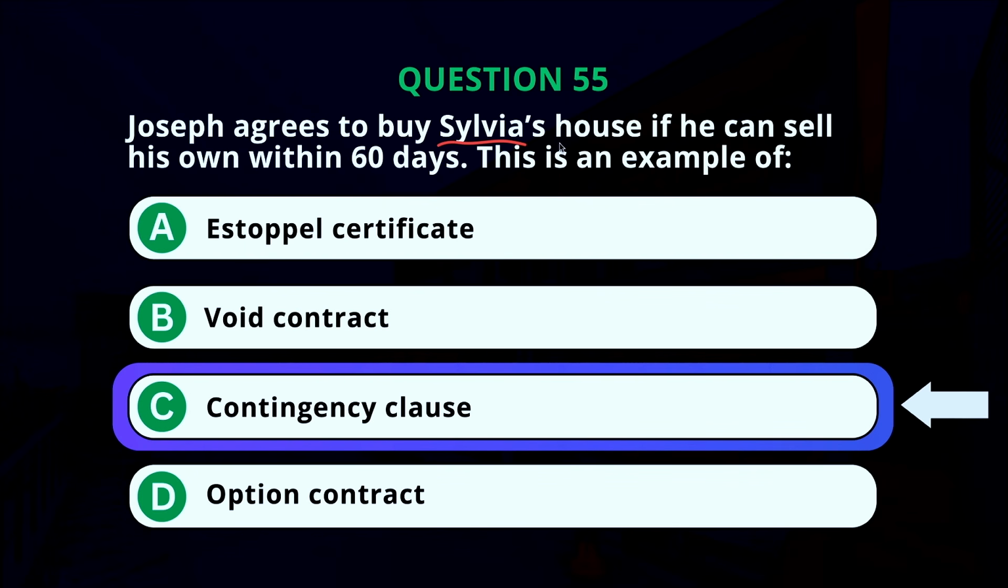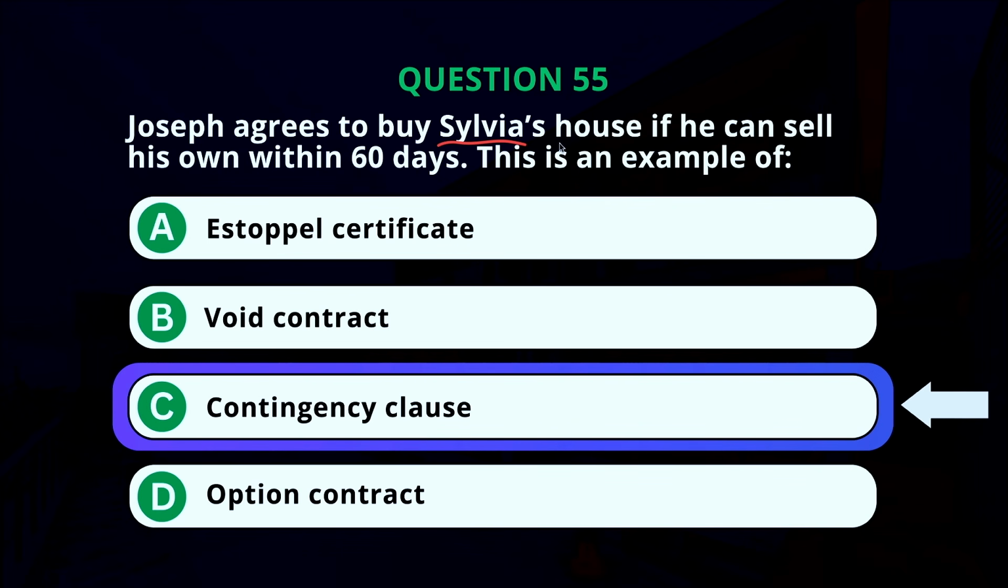Sylvia. However, I need some time to be able to sell my house. I can't buy your house if I can't sell my house. So my purchasing your home is contingent upon me selling my house. So this is called a property sale contingency. And in this question, they just simply called it a contingency clause because it is an additional provision that needs to happen before the contract is fully enforceable.